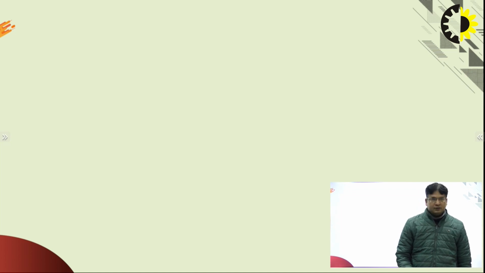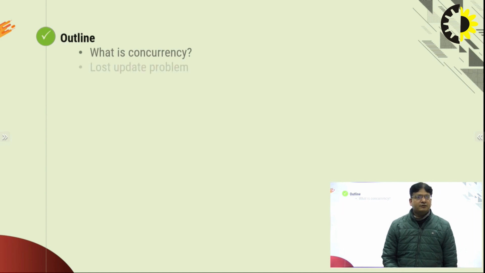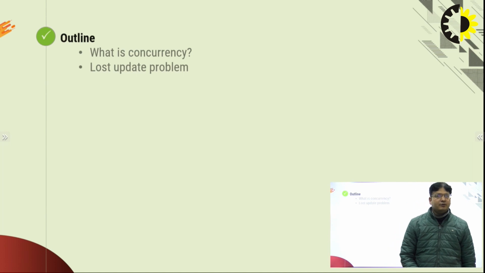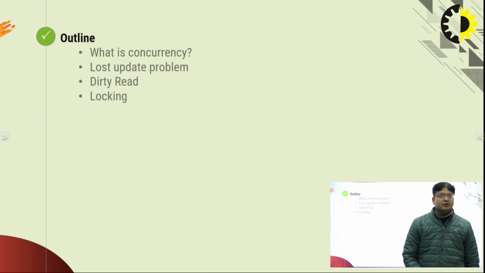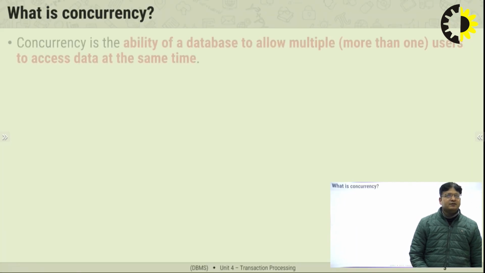DBMS. Following is the outline of the topic that we are going to discuss today. First, what is concurrency? Second, lost update problem. Third, dirty read. Fourth, locking. Fifth, timestamping protocol, and last one is deadlock. Now first we will be studying what is concurrency.